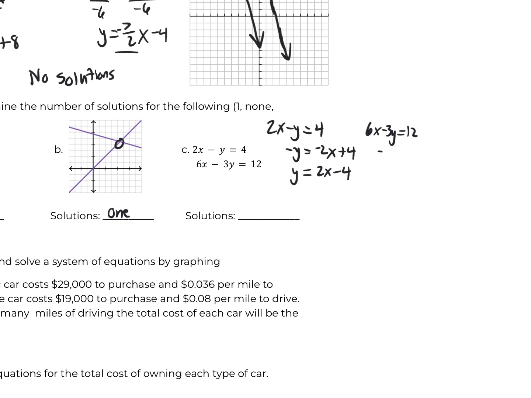And we can subtract 6x from both sides and then divide by negative 3. Negative 6 divided by negative 3 is positive 2x. 12 divided by negative 3 is negative 4. Notice we have the same y-intercept and the same slope. So that means we have the same line, and that means we have an infinite amount of solutions.